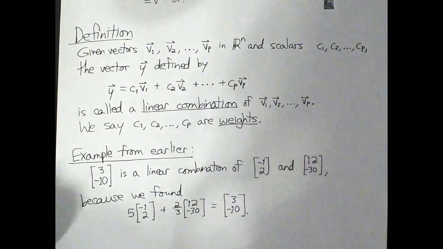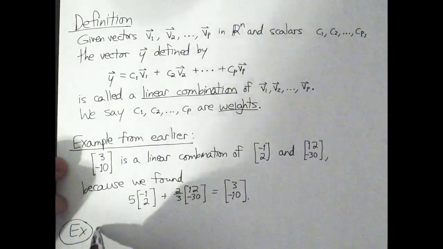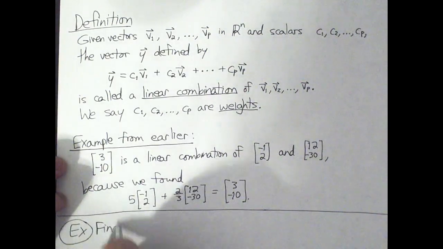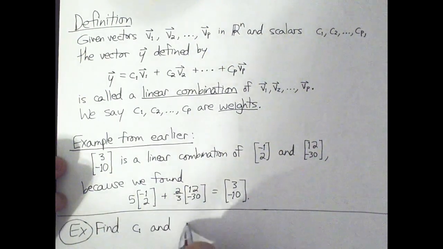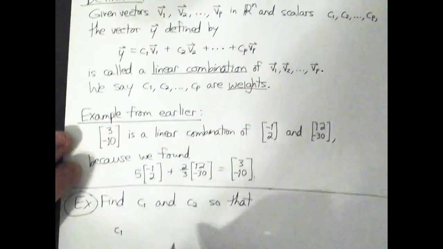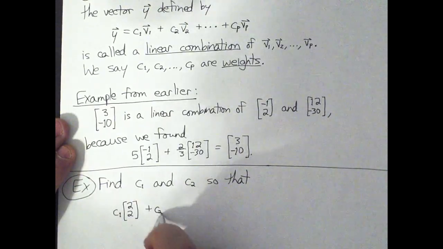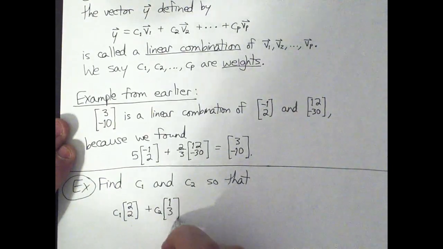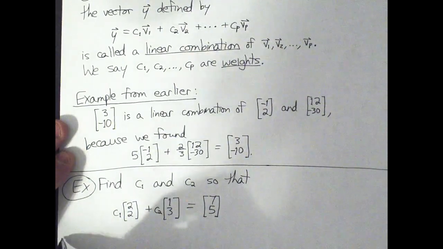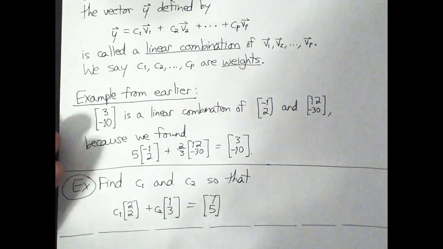How about this? I've got a little problem I'd like you to try. On this topic, I'd like you to try to find C1 and C2 so that C1 times this vector plus C2 times this vector equals this vector. So take a couple of minutes, maybe pause the video, see if you can figure that out.